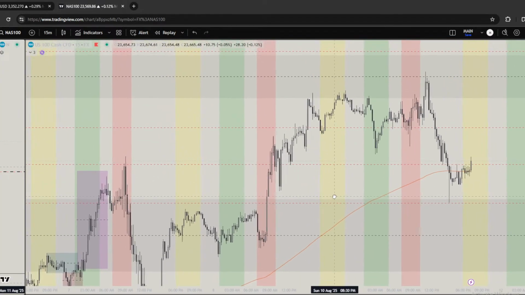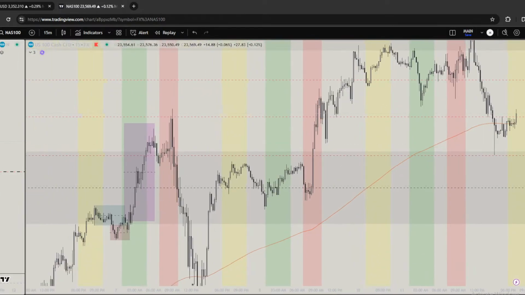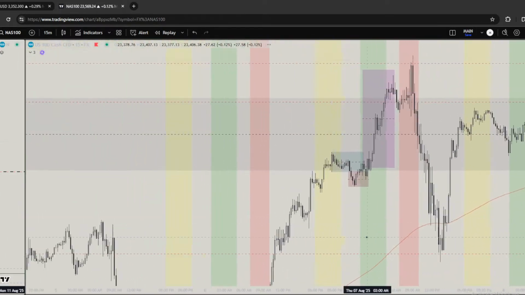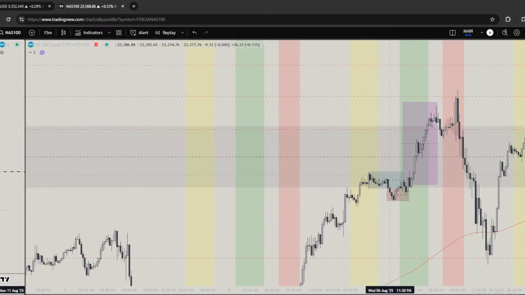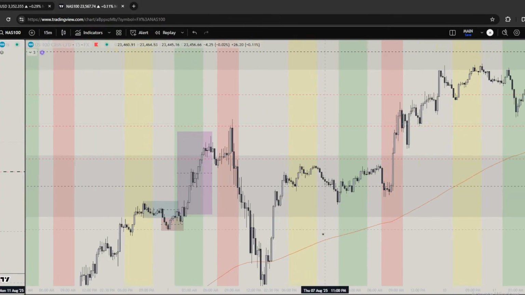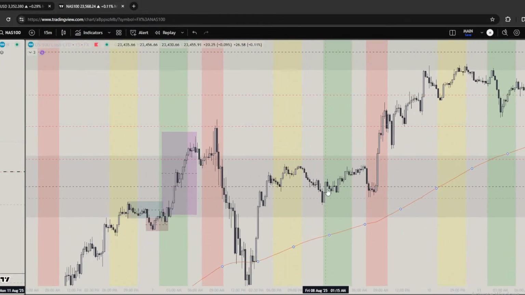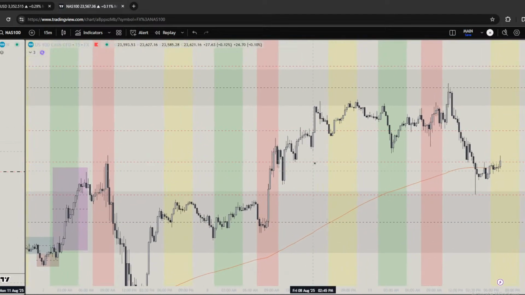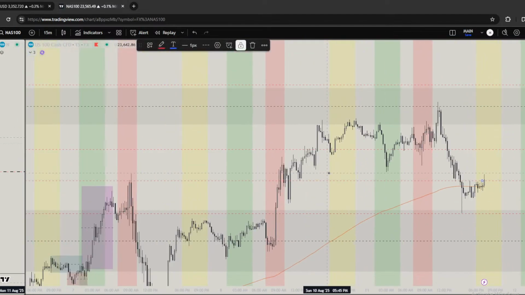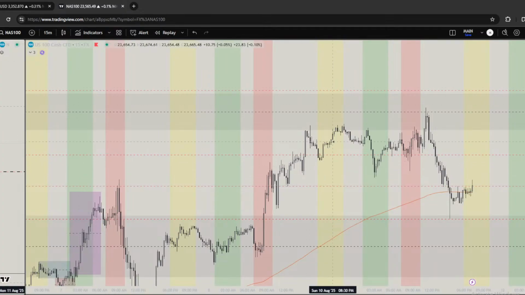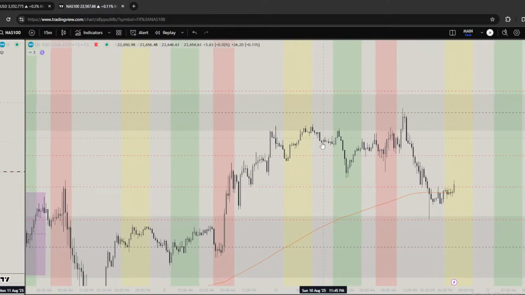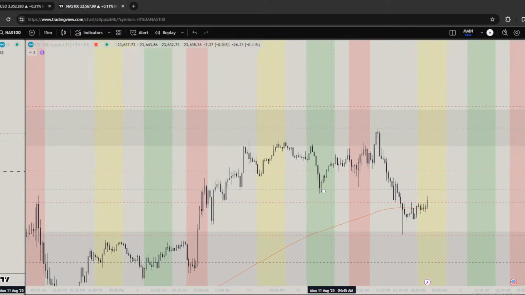Trying to see if I see any AMD setup, kind of like what I have marked out here. It's accumulation, manipulation, distribution. So that's kind of what I'm just looking for. Here we go. Accumulation, manipulation, distribution.